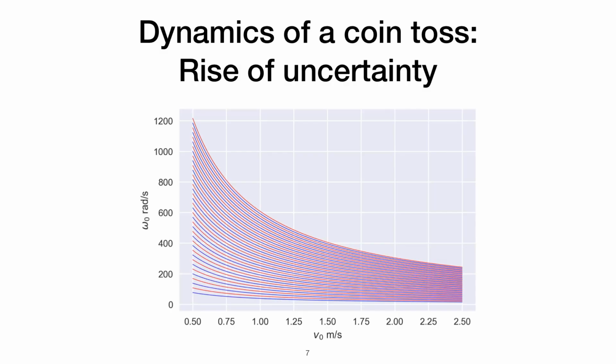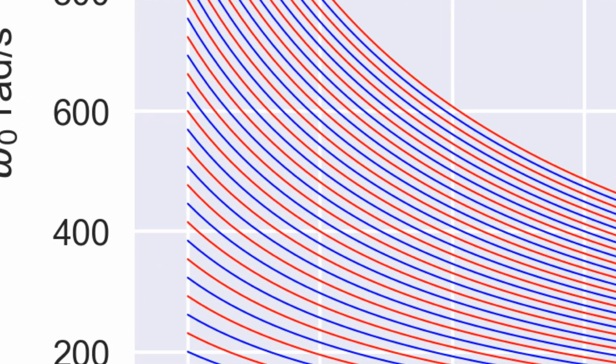These lines separate the space into regions of heads and tails. Let's zoom in to understand this. If you start here at this point, you're going to get heads. And you're going to get heads pretty much at any point between these two lines. But if you cross the blue line, you're going to get tails. And you're going to get tails at any point between these two lines. And if you cross again, you're going to get heads and tails and heads and tails and so on.